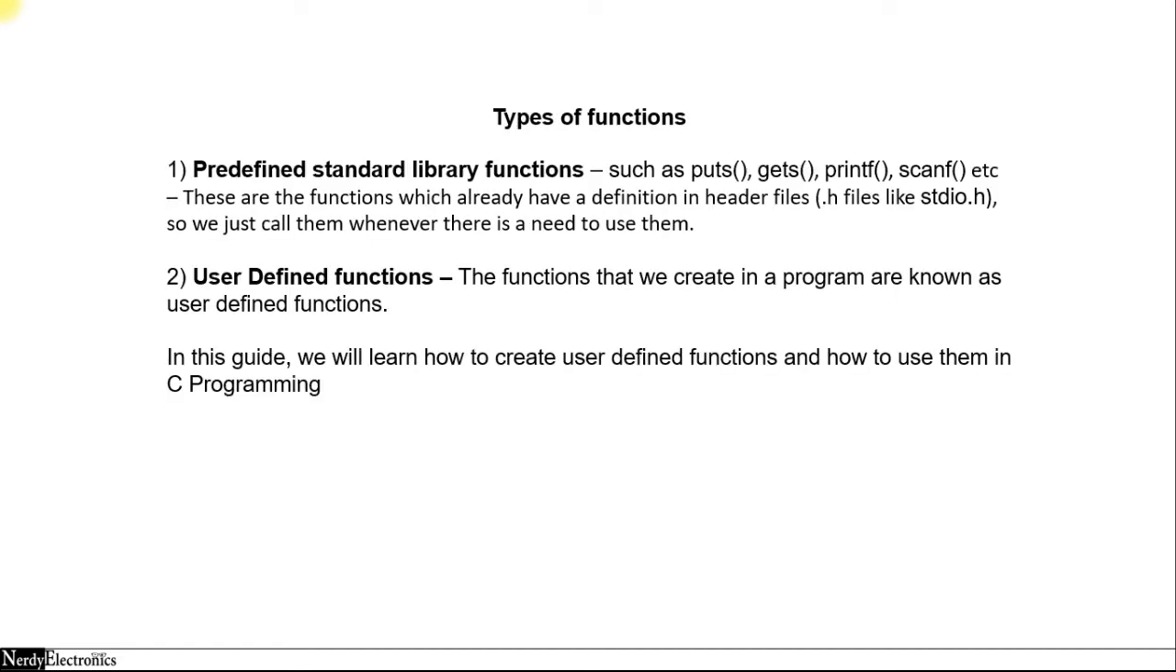What are the types of functions? There are two types of functions in C. One is the predefined standard library functions, such as the printf statement that we use. Then there are others like puts, gets. These are the functions which are already defined in header files like stdio.h. The second one is the user-defined functions. These are the functions that the programmer creates.